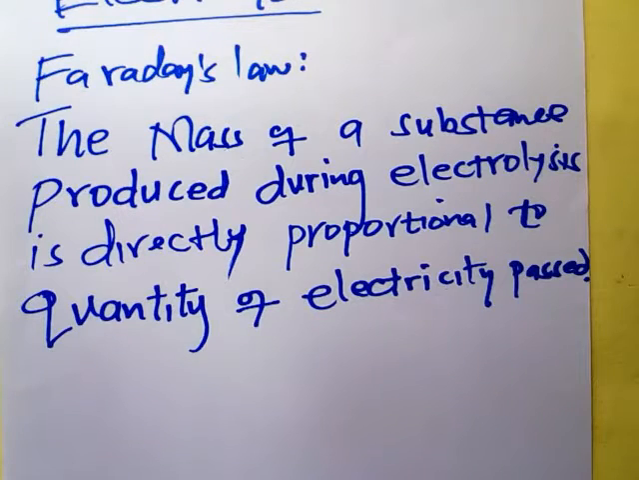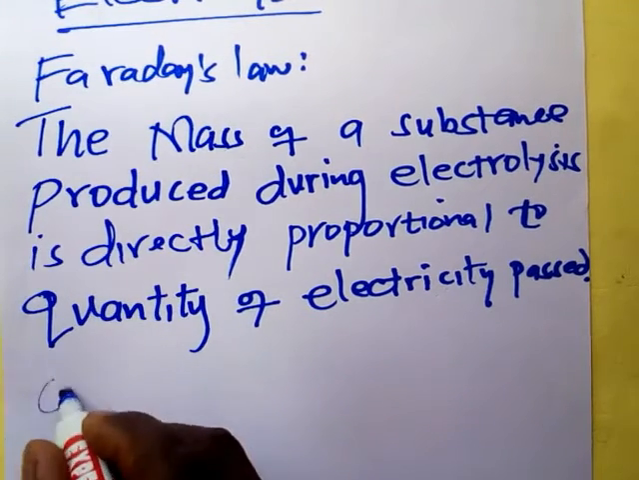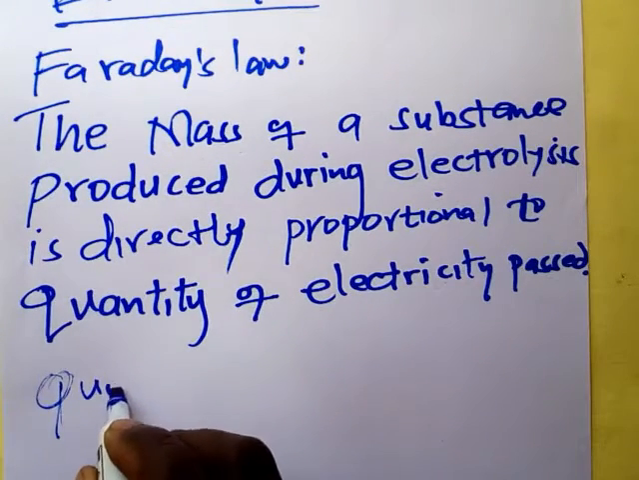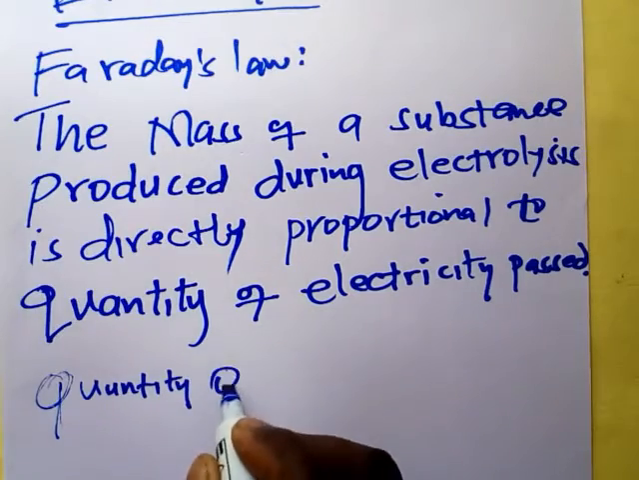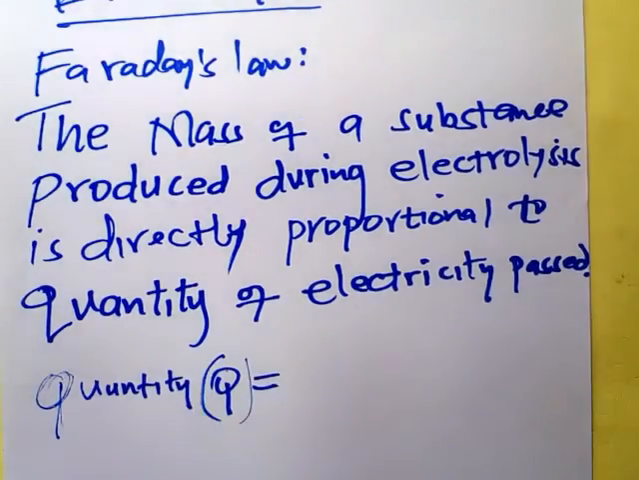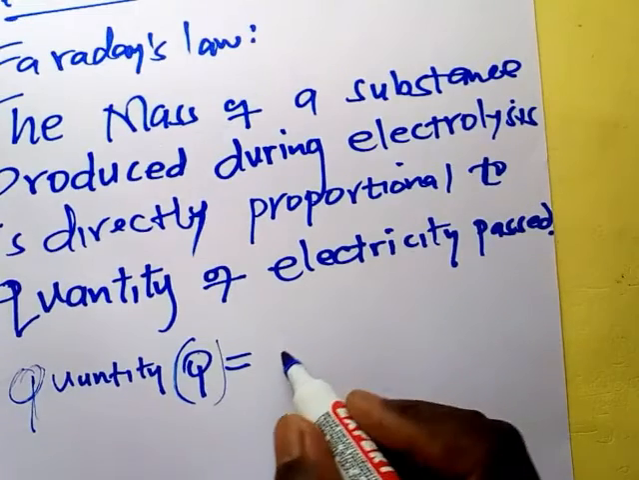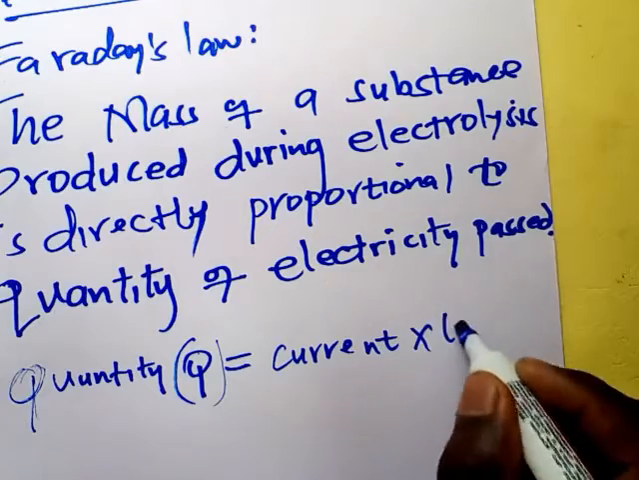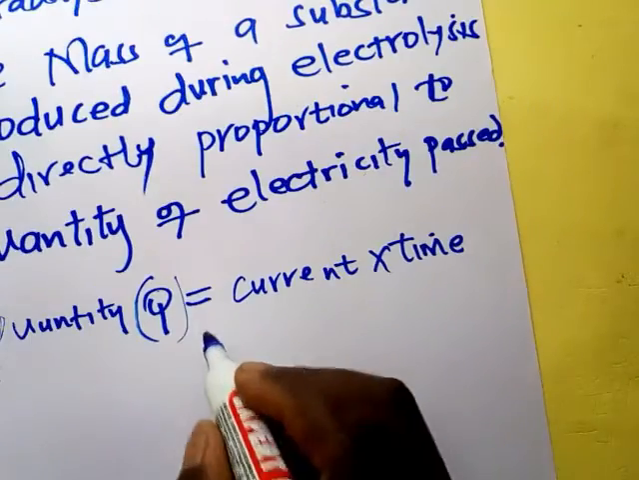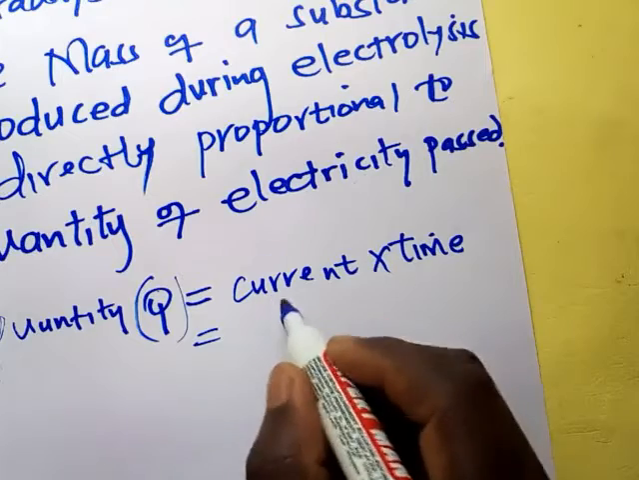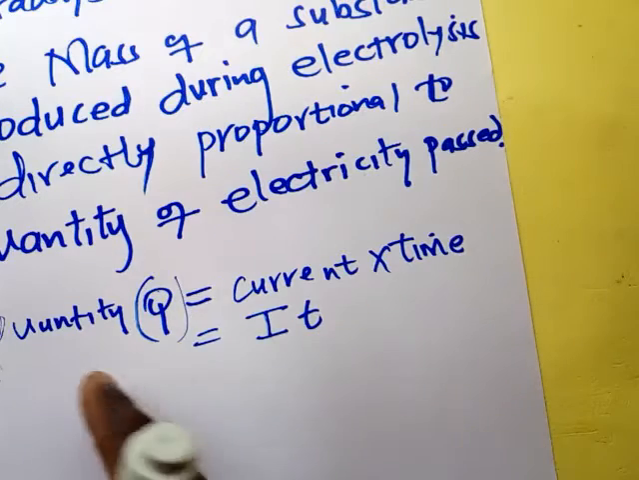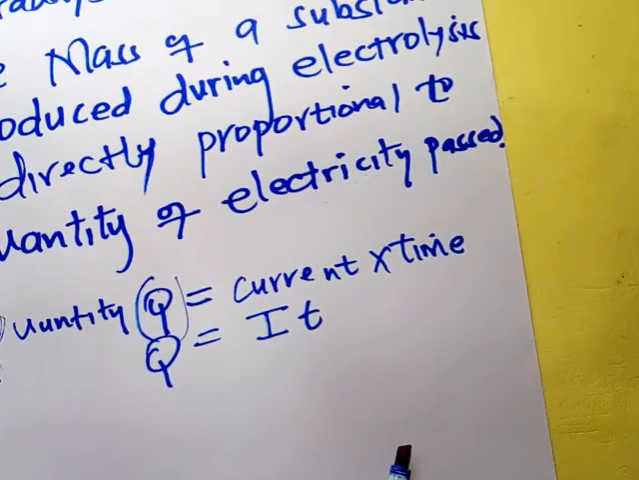So then, quantity Q, which is the quantity of electricity, is calculated by current times time. The current we use capital I, and time we use T. So I times T is equal to the quantity of electricity that is passed.